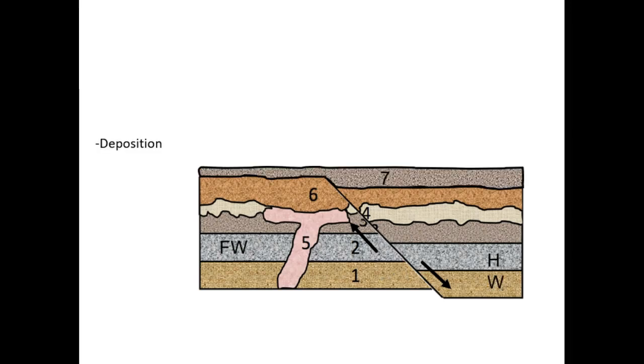So later you have subsequent deposition, and as you can see, the layer 7 is not cut by the fault, which means that it has to be younger than the fault because it's not cutting, or it's not being cut by it.